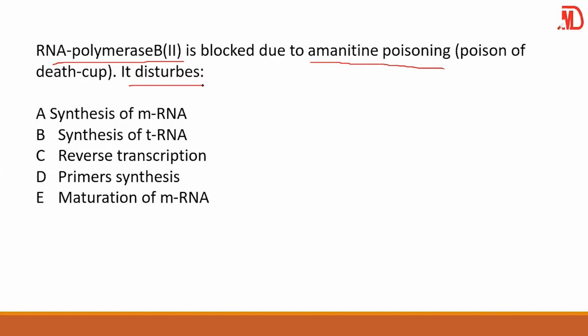So again, since we are dealing with polymerase 2, what comes to mind? Messenger RNA. So your answer will be A. If it were 1, what comes to mind? Of course, ribosomal RNA or rRNA. If it was 3, we are dealing with transfer RNA. All right.